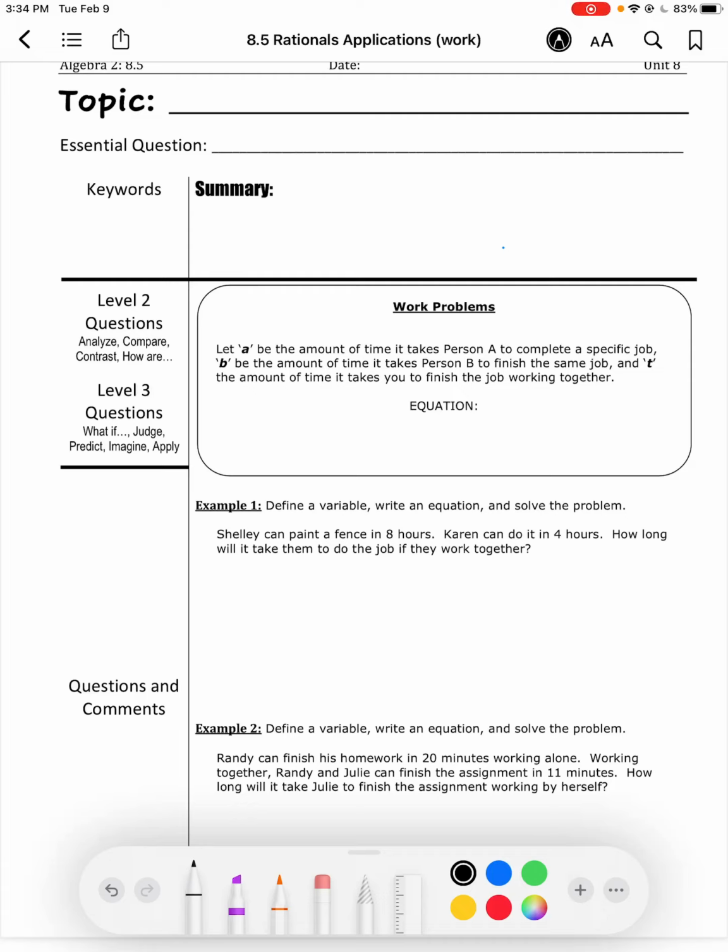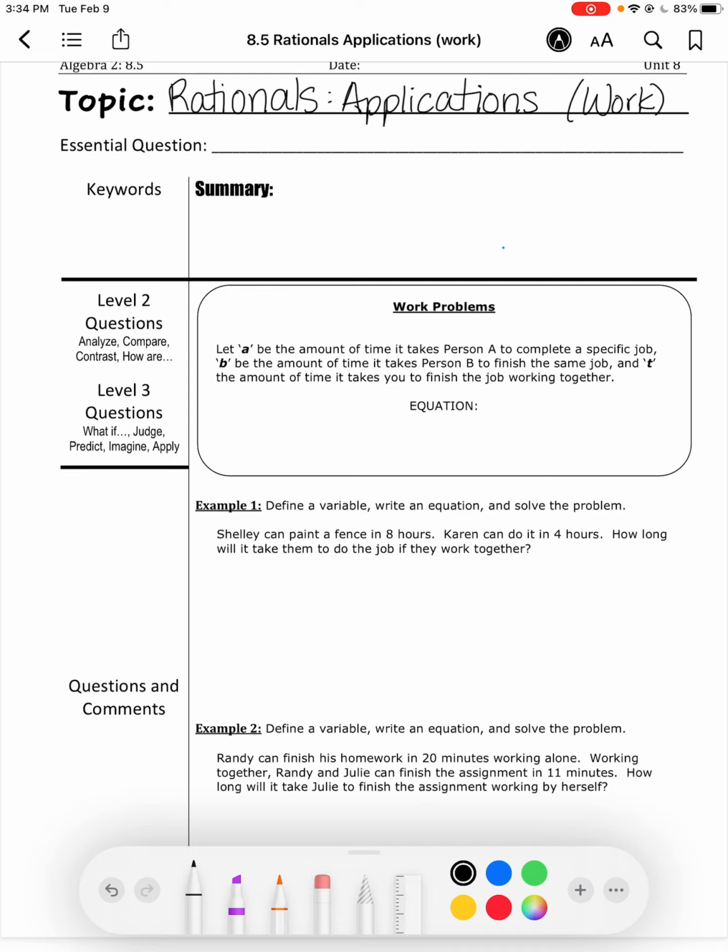Hello everybody! Today we are continuing rationals, and specifically we are going to be doing some applications. Now, we have a lot of different applications for rationals. That's one thing that is so fun about them. Today we're going to be doing a specific kind of problem though that we call work problems.